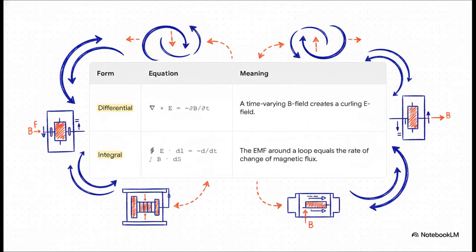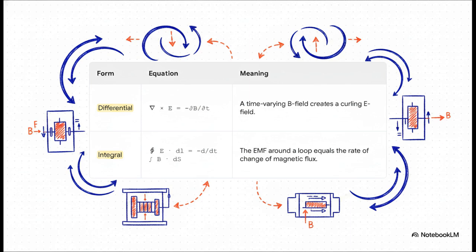Faraday's law. I mean, this is the heart and soul of every generator, every motor, every transformer on the planet. Just look at the differential form. It says the curl of the electric field is tied directly to how the magnetic field is changing over time. Think about what that means. A changing magnetic field literally creates a swirling, curling electric field out of nothing. This is an E field that forms closed loops, totally different from the static fields we saw earlier.